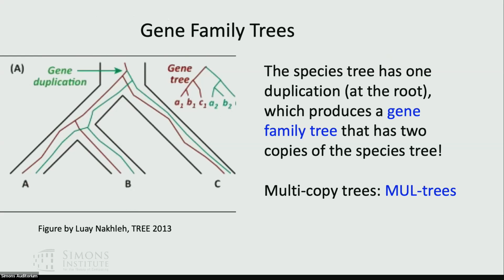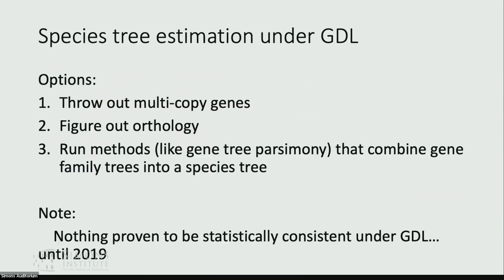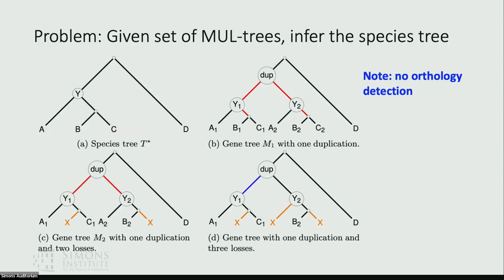If that's your input, how do you work with it? So options, you throw out your multi-copy genes. That's what we did with the 1KP project. You figure out orthology. That is not easy. It is not solved. Or you figure out a way to use your gene family trees without knowing orthology. And this is what I'm going to tell you about this. But nothing was proven statistically consistent until 2019. This is pretty recent.